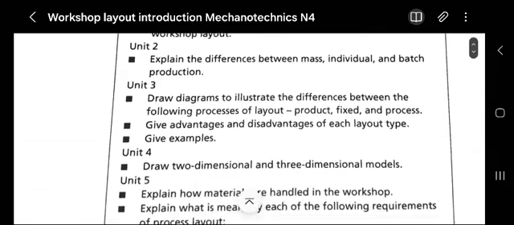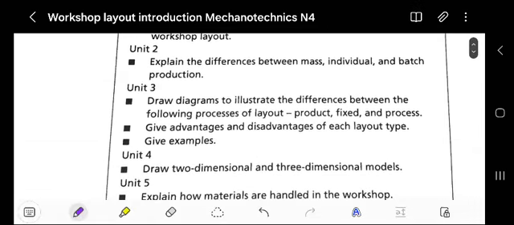Then unit 2, this is a production one. I will do this separately. This one is about productivity, and we'll discuss productivity. After unit 2, you must be able to explain the difference between mass, individual, and batch production. Remember, these are types of production.